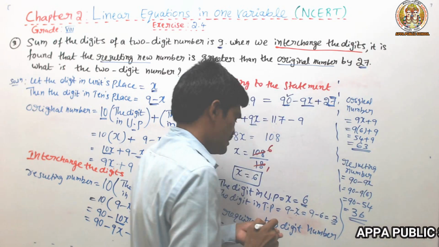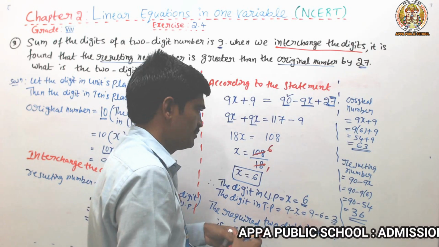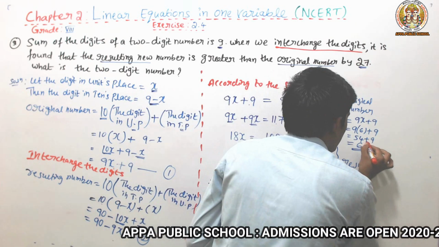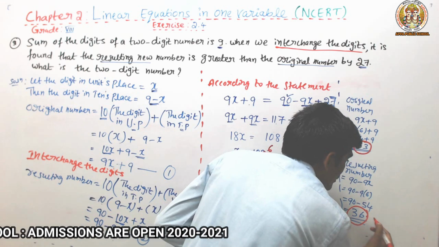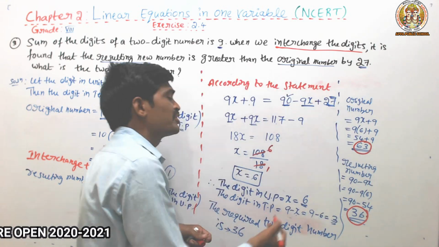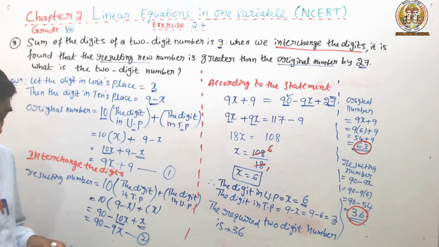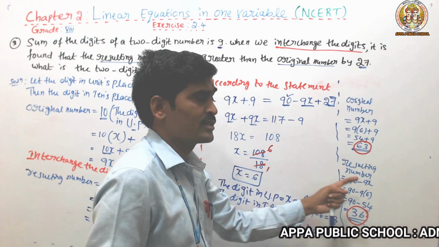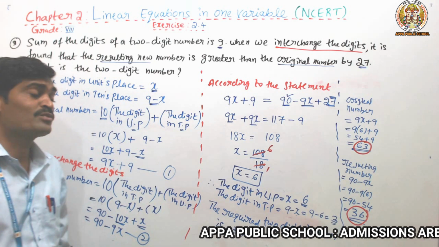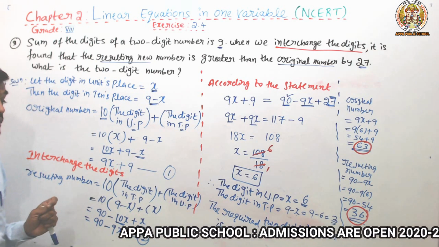See, my dear students, 63, sum of the digits, 6 plus 3 is 9. 63 interchanged is 36, 3 plus 6 also 9, 6 plus 3 also 9. So according to the statement, our answer is right. You can write like this also, no problem. You can substitute the value in any equation also, you will get full marks. Understood, my dear students? Very important. One more time I will explain, please concentrate.